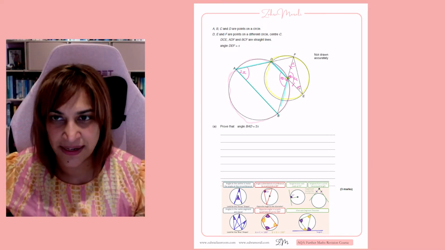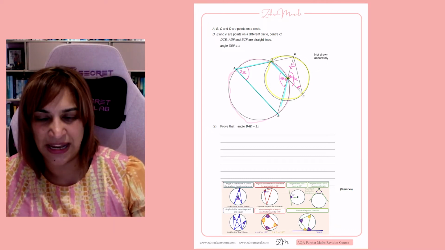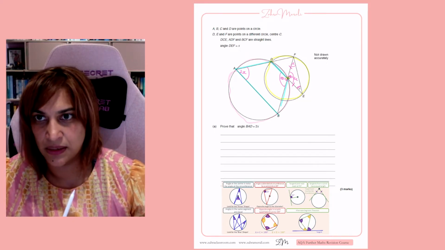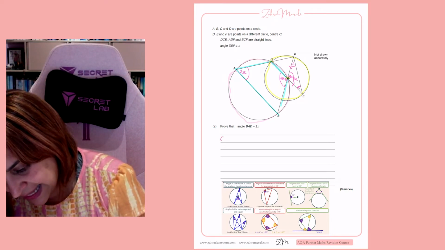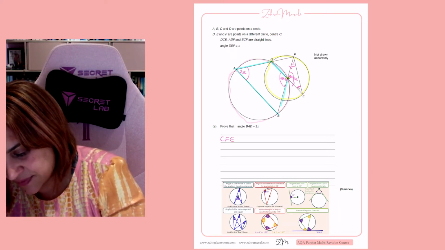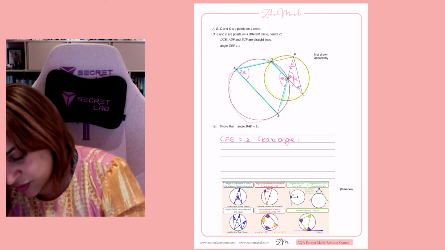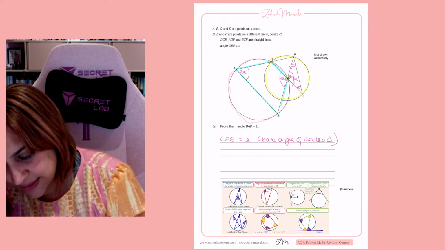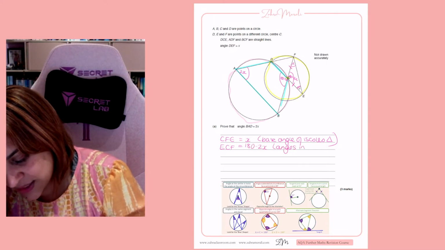So now let's write that up in a way that you get all the marks. Because at the moment, we've worked it out, but we haven't written out our reasoning and all our different steps in order to get there. So we're going to start off by saying CFE, so it's always the middle one, so C to F to E, equals X, and that's base angles of isosceles triangle. We also know that ECF is 180 minus 2x, and that's angles in a triangle add to 180.